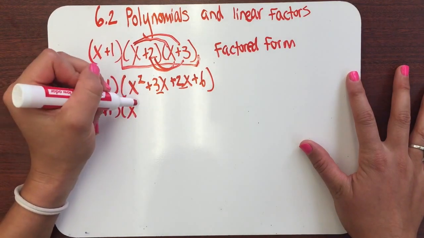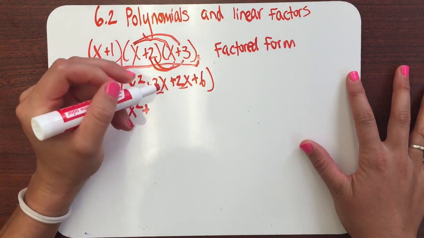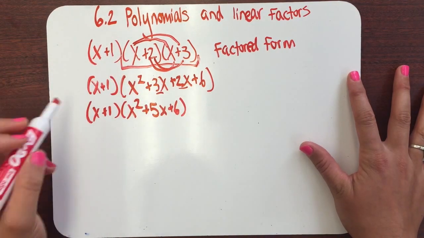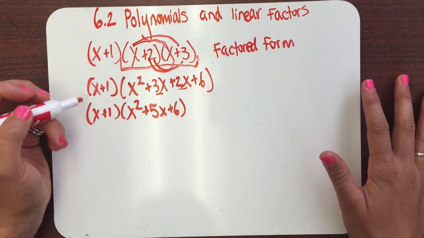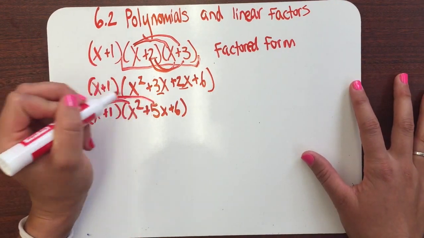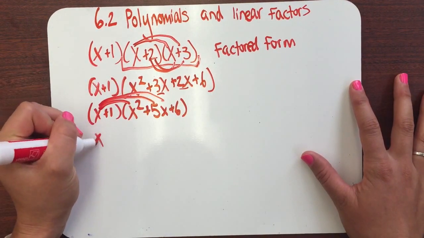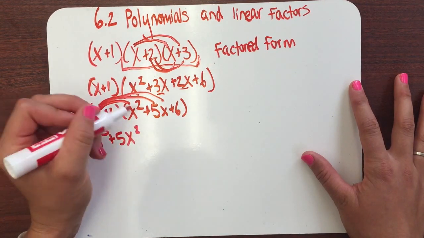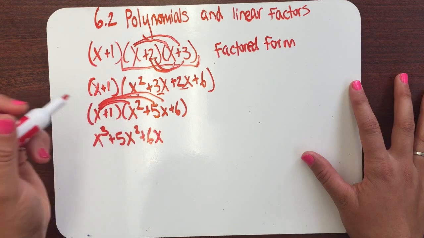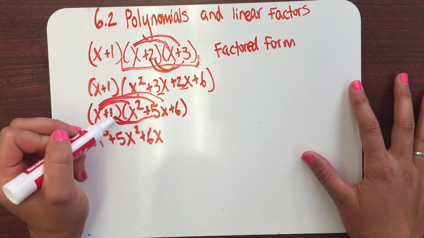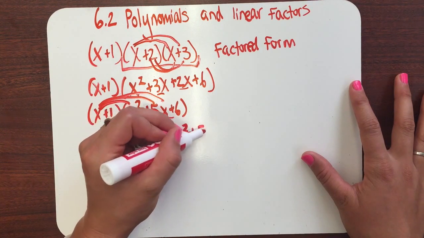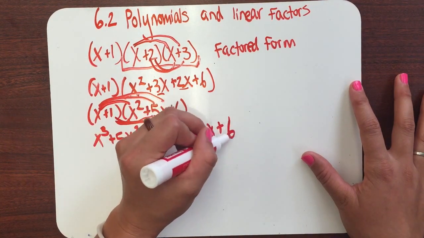So I have an x squared plus 3x plus 2x is a 5x plus 6. And now I'm going to distribute my x, multiplying it to every term. I'll get an x cubed plus 5x squared plus 6x. And now I'll multiply my 1 to every term. So that's an x squared plus 5x plus 6.